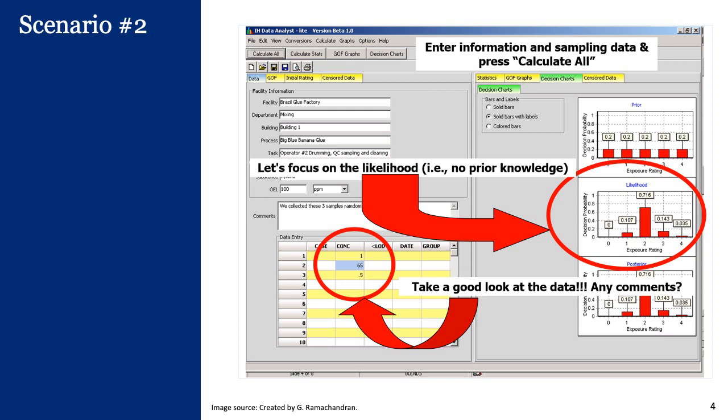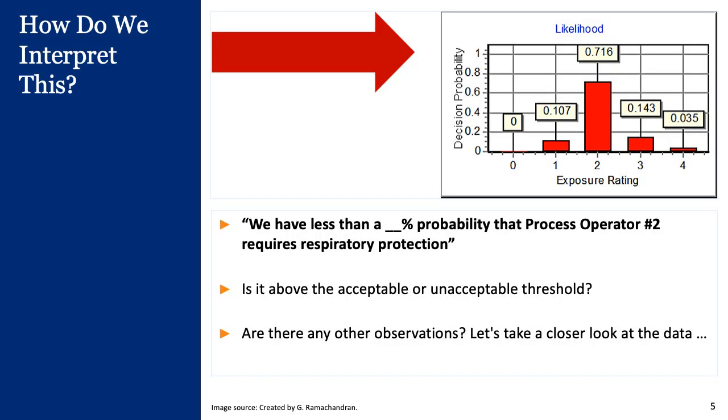Now take a look at the data, and we have 3 data points, 1, 65, and 0.5. And clearly one of them is much, much greater than the other 2. So does that cause any discomfort to us? We could interpret this very straightforwardly, as I said earlier, that we have less than a 3.5% probability that process operator 2 requires additional respiratory protection. And it looks like it's acceptable, but like I said, let's take a closer look at the data.